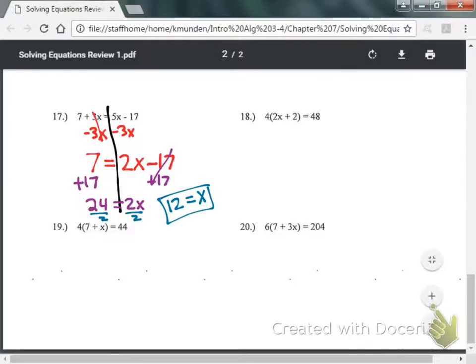Alright, the rest of these we have even one more step at the beginning. It's to distribute. So like number 18, for example. What's 4 times 2x? Plus, what's 4 times 2? Yes, you're good. Now it's just like one from the beginning. So subtract 8. And then divide by 8.